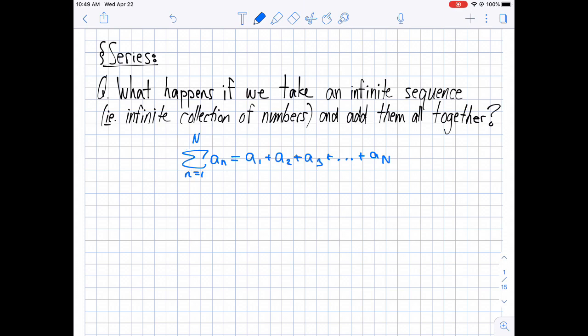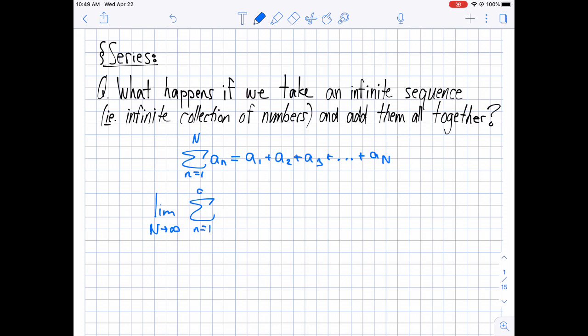But this is not what we want when we're looking at an infinite series, when we're looking at adding up an infinite collection of numbers. Instead, what we would like to do with this summation is take the limit as the number of terms in this summation approaches positive infinity. So we know how to deal with the finite sum, and we know how to do limits. We can put the two together.